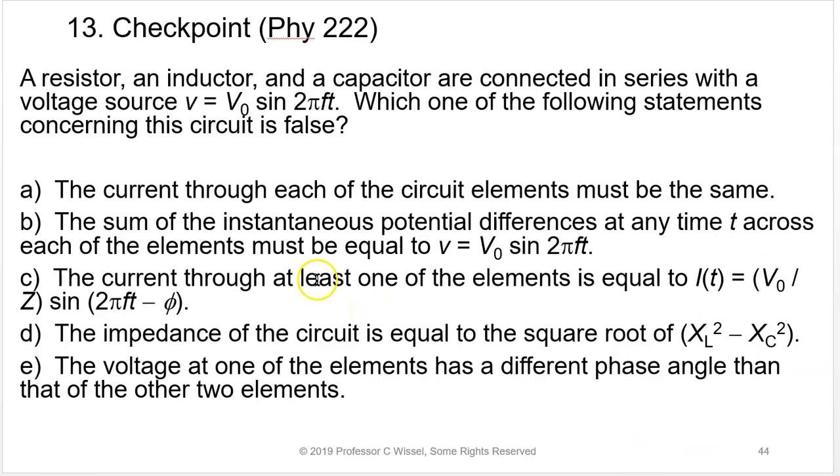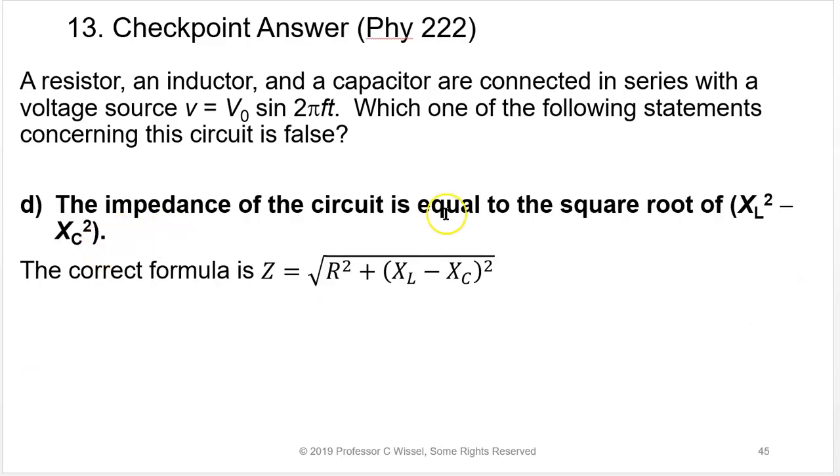A resistor, inductor, and capacitor connect in series with a voltage source V equals V naught times the sine of 2 pi ft. Which one of the following statements concerning this circuit is false? The one that's false says the impedance of the circuit is equal to the square root of XL squared minus XC squared. The correct formula is Z equals the square root of R squared plus the quantity XL minus XC, squared.